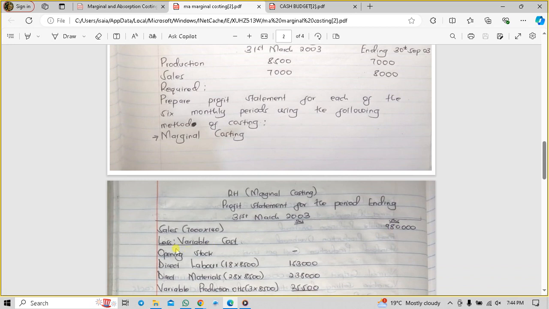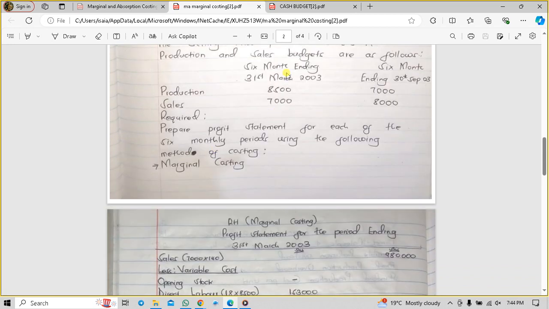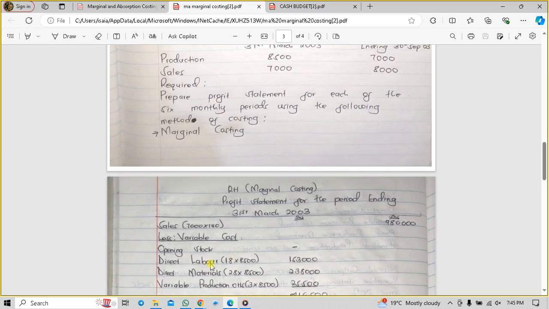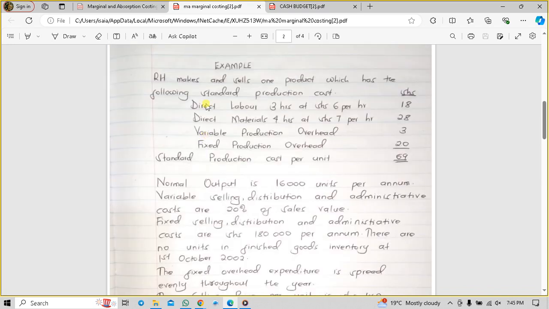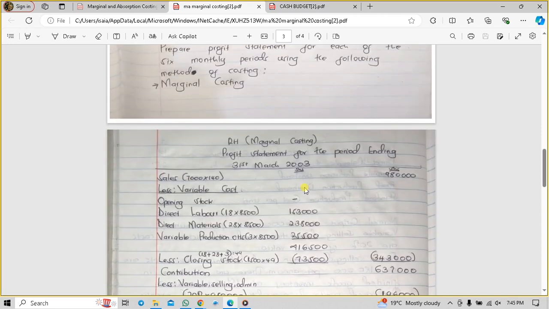Then according to marginal costing, we are going to subtract the variable cost, and you're going to start with the opening stock. In this question, we have not been given the opening stock. So our opening stock is a dash. Then from there we write the variable cost. We have the direct labor. So you come here, direct labor is 18 shillings, direct materials is 28, then we have variable production overhead at 3 shillings. So those are the variable costs.